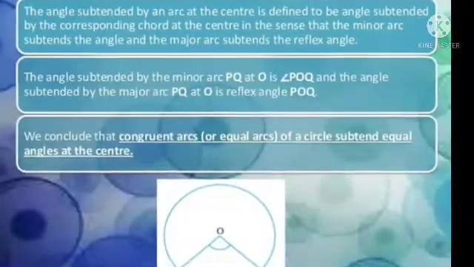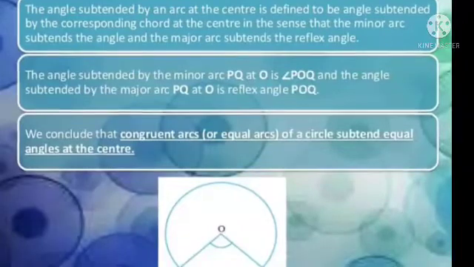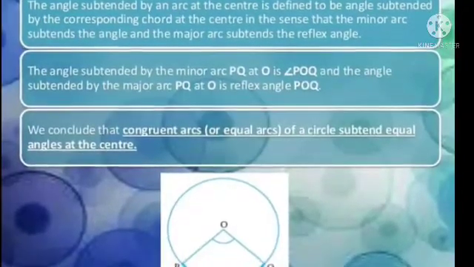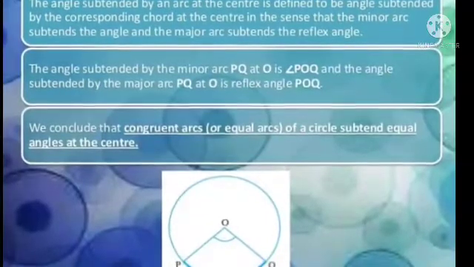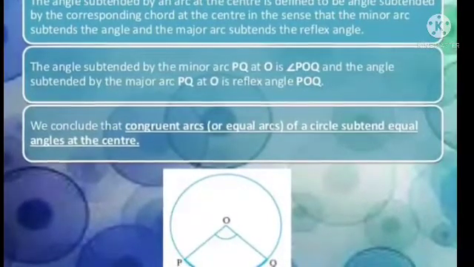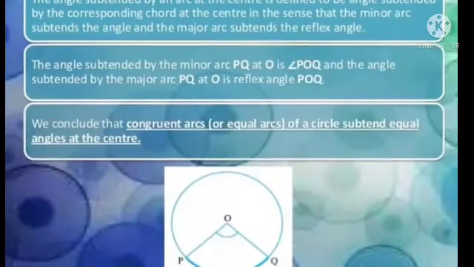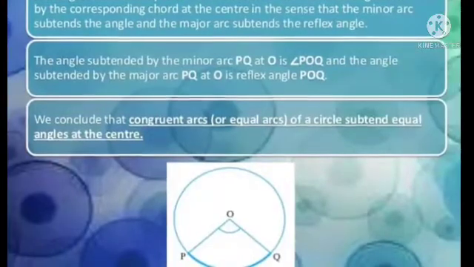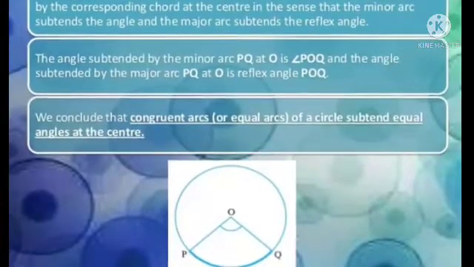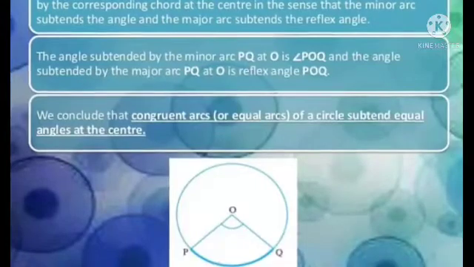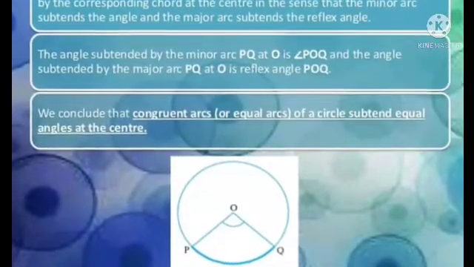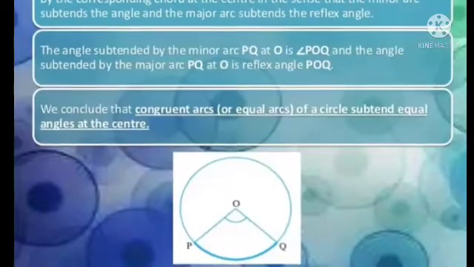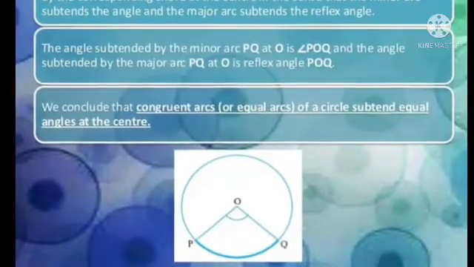The angle subtended by an arc at the center is defined to be the angle subtended by the corresponding chord at the center, in the sense that the minor arc subtends the angle and the major arc subtends the reflex angle. The angle subtended by the minor arc PQ at O is angle POQ, and the angle subtended by the major arc PQ at O is reflex angle POQ. We conclude that congruent arcs of a circle subtend equal angles at the center.